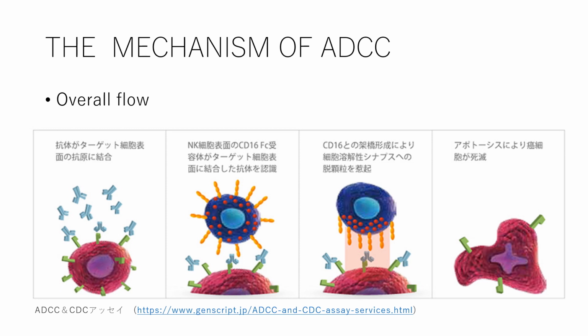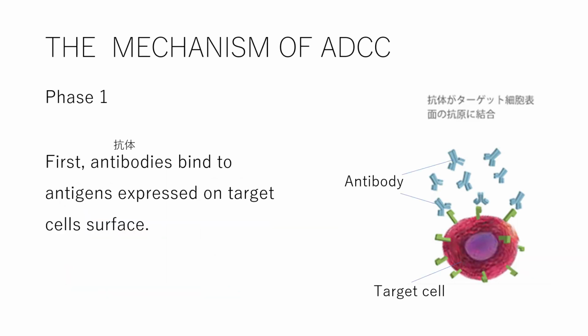How does ADCC work? This figure shows it. ADCC takes four main steps. First, antibodies bind to antigens expressed on target cell surface. Target cells include cancer cells, for example.